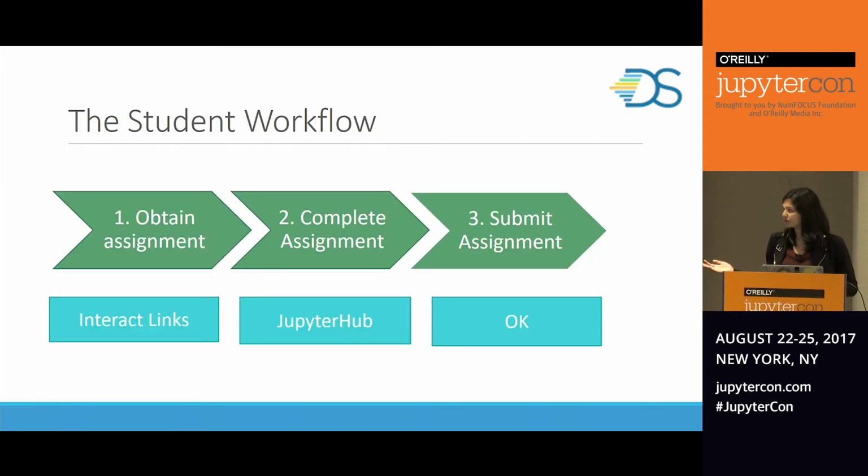So here is how these tools actually fit into the student workflow. The most basic things that students need to do in these classes is get their files, which are notebooks, work on those files, and then submit them. To get their files, they use a technology called Interact Links, and then they pull those notebooks into their JupyterHubs with those links, and then they do their work in the JupyterHub. When they go to submit their files, they use a tool called OK.